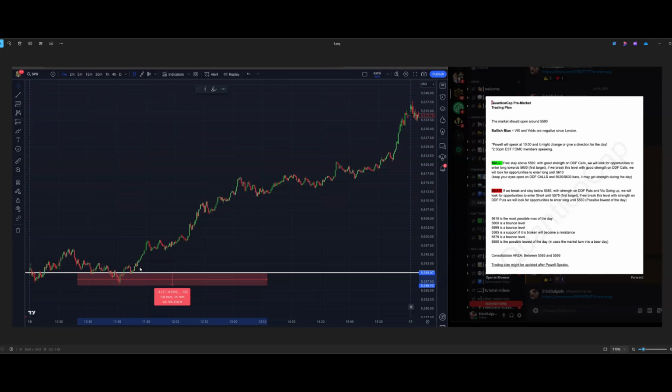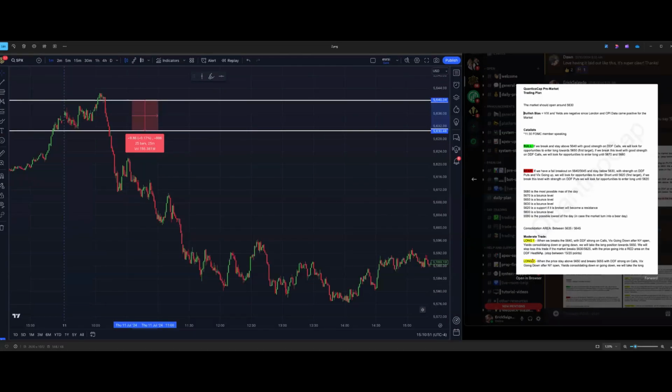And if you use the DDF charts and our other indicators, you can actually know when it's about a break or when it's going to stay above or below. So that's another reason to use the trading plan plus our other indicators. Let's move on. Okay, so here on the next day, we have another trading plan.